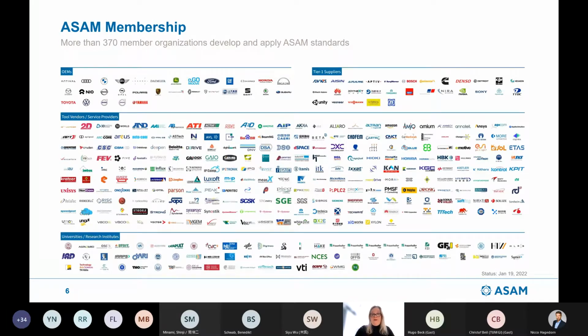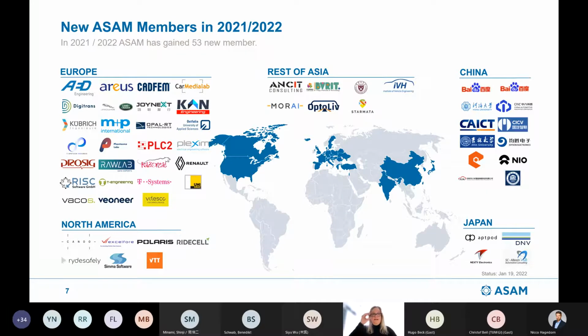And if you have a look at the overall community, it's very, very big. Many OEMs, many tier 1 suppliers, many tool vendors, but also universities and research institutes. It's all, as a whole, the ASAM membership. More than 370 member organizations, we must say.